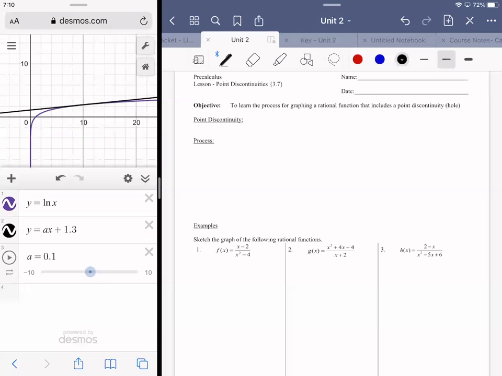Point discontinuity is a hole in the graph, literally a hole in a graph of a function. I mean, there's ways that graphs that aren't functions can still have holes in them, but we're only going to focus on the functions, right?